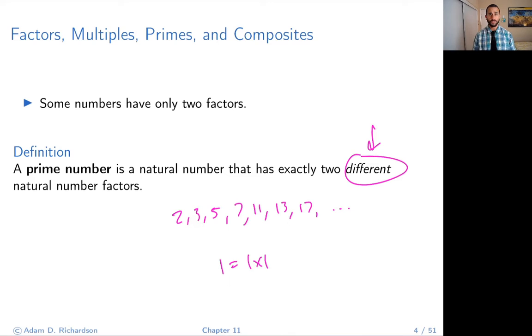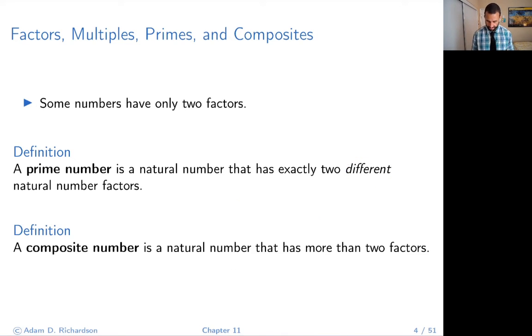So the number 1 is not a prime number. And that's an agreement that we all came to and basically said, let's not call it prime just to make our lives easier. Okay. Now, by contrast, a composite number is a number that has more than 2 factors.